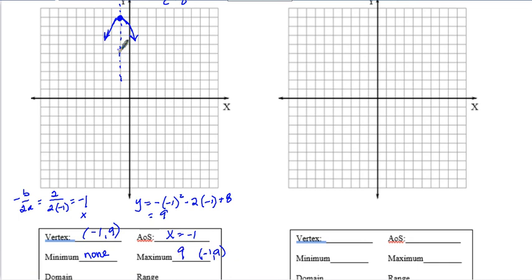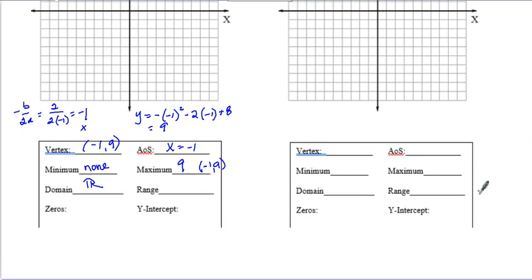My domain of this and every parabola is all real numbers. Range, since this is an upside down parabola, I scan bottom to top, and I go from negative infinity, and I top out at 9, so that's my range.